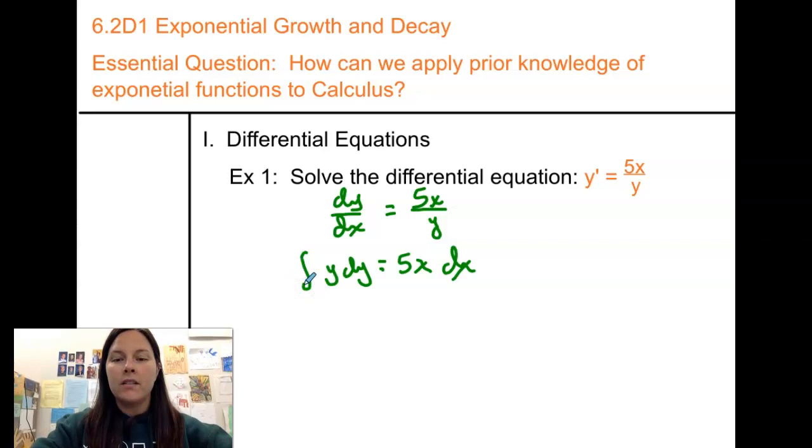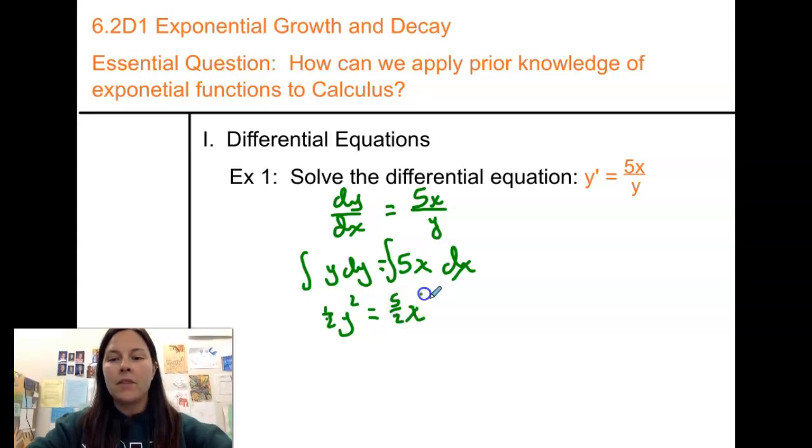Integrating both sides. The integral of y is 1/2 y squared. We're integrating with respect to y, so we treat it just like we would if we were integrating an x. We only need that plus c on one side. I always put that with my x side. The integral of 5x is 5/2 x squared plus c.